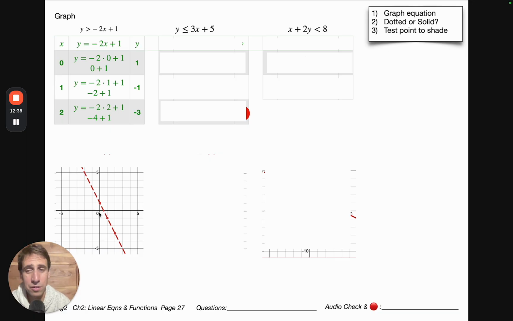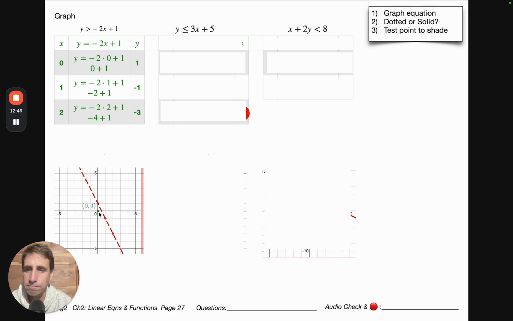Again, you can always choose 0, 0 unless it's actually on the line, and then you have to use a different test point. But I think it's easiest to do 0, 0. And there it is. And I'm going to plug 0 in for y and 0 in for x.